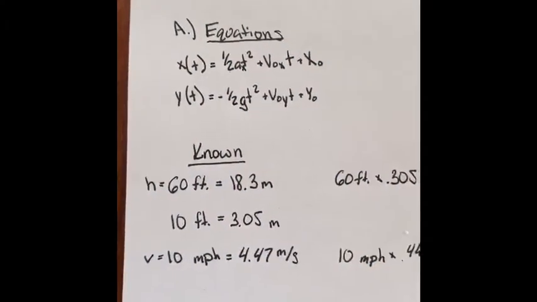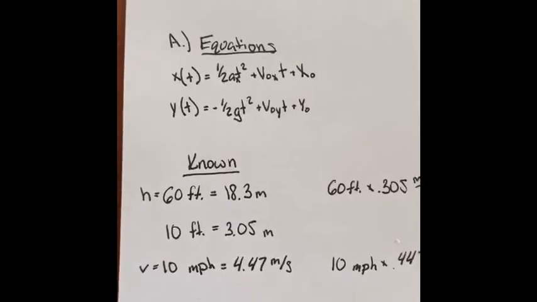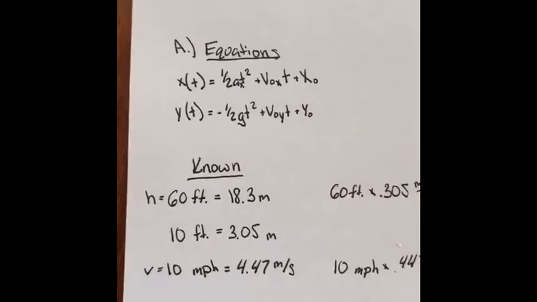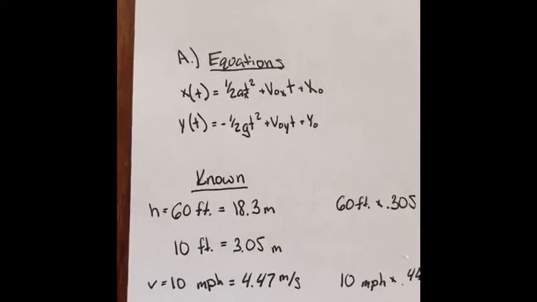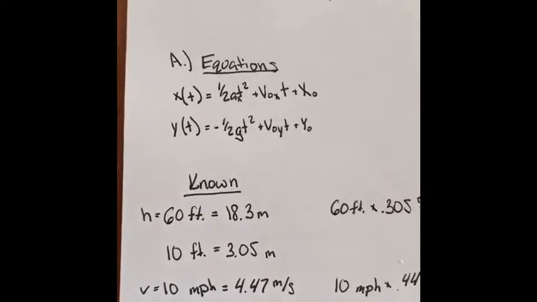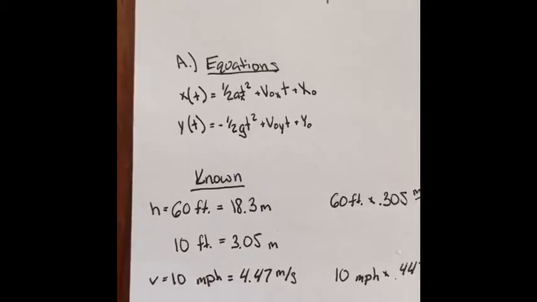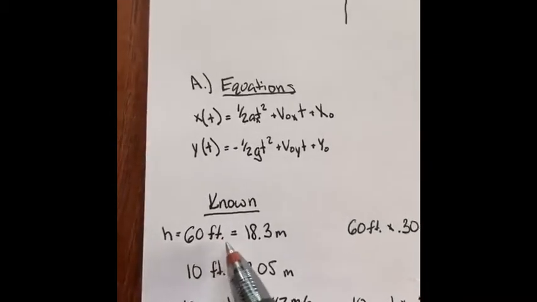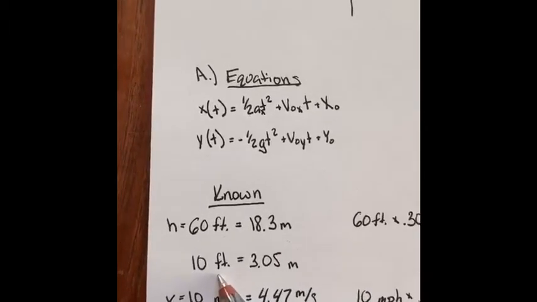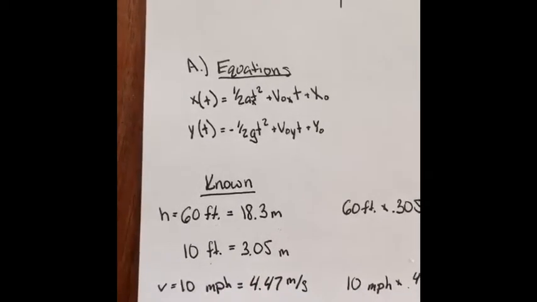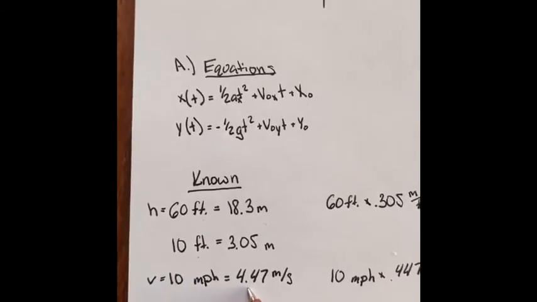The two equations that are needed for part A of this problem are x of t equals 1/2 a_x t squared plus v naught x t plus x naught, and y of t equals negative 1/2 g t squared plus v naught y t plus y naught. The knowns: the height is 60 feet, which is 18.3 meters. We need to clear 10 feet, which is 3.5 meters, and we are leaving the cliff at 10 miles an hour, or 4.47 meters per second.